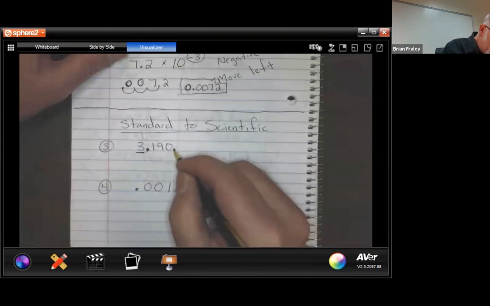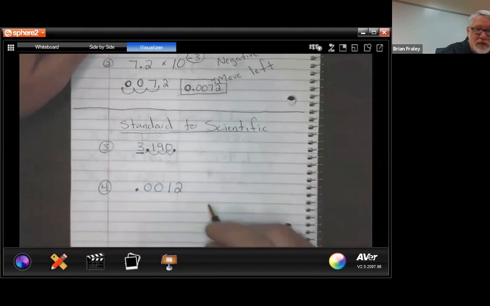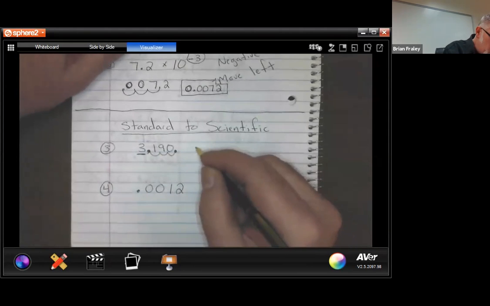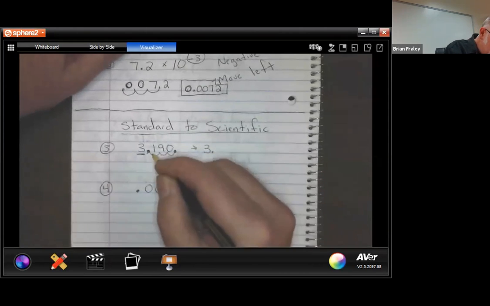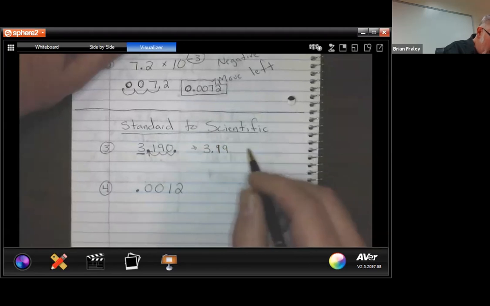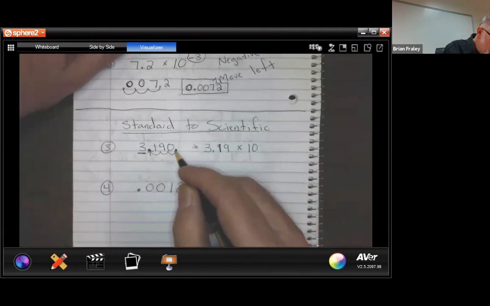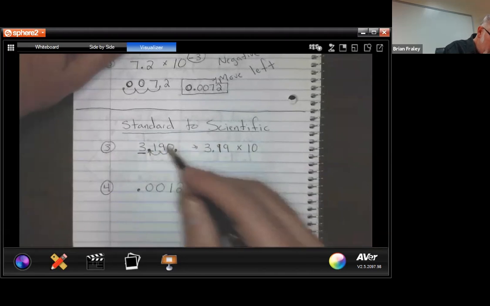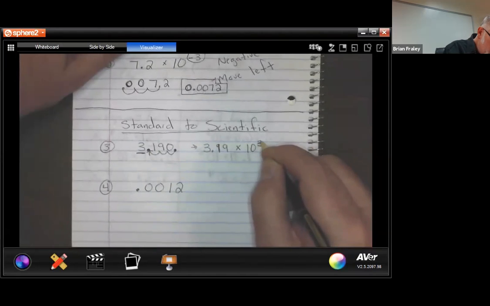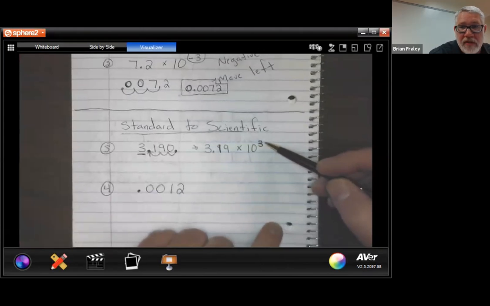Well, let's count what we did. 1, 2, and 3. So I moved 3 places. Well, let's go ahead and write this out. So write your new number, and put your arrow there, 3.19. I don't need my 0. It doesn't matter. Times 10. And we said we moved it 1, 2, 3 places.